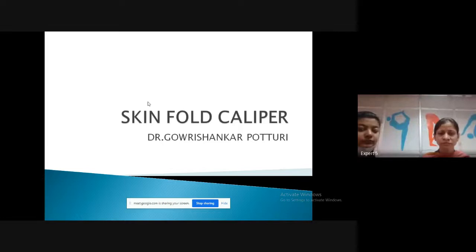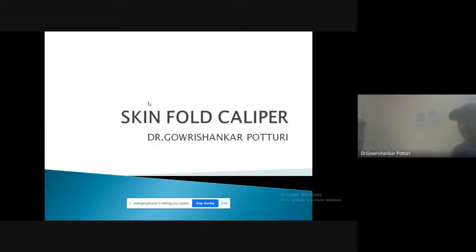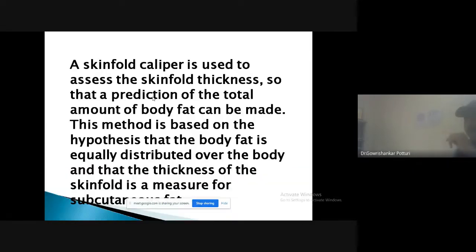Okay. Skin fold caliper. See, body anthropometry is very important for assessing the nutritional status of the patient. There are various techniques of measuring body anthropometries. One of the best ways to identify is the skin fold caliper.